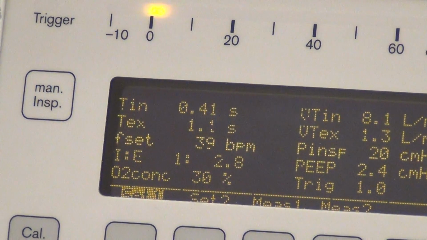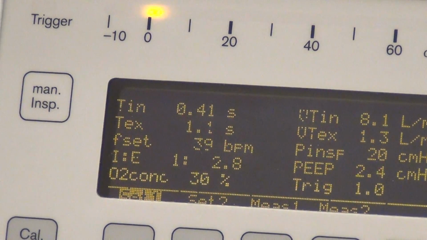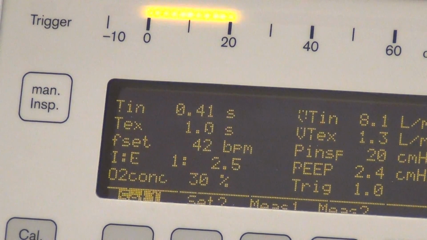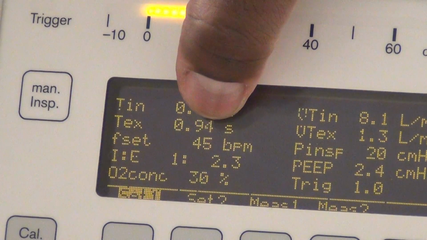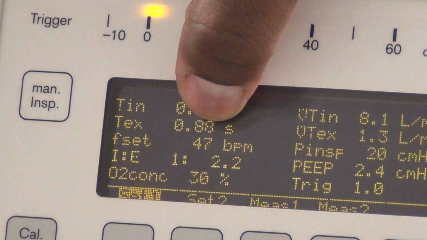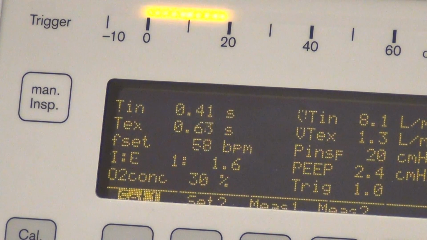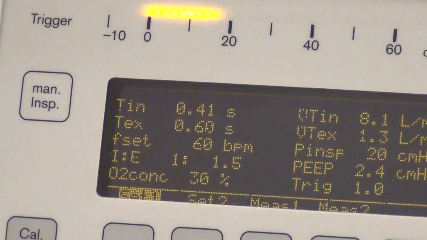What should I do? Well, I make the adjustment here. Am I going up or down on my E time? Down. If I go down on my E time, notice what happens to the rate. It increases. So let's say I want a respiratory rate of 60. Well, I just keep decreasing until I get that rate of 60 that I'm looking for.